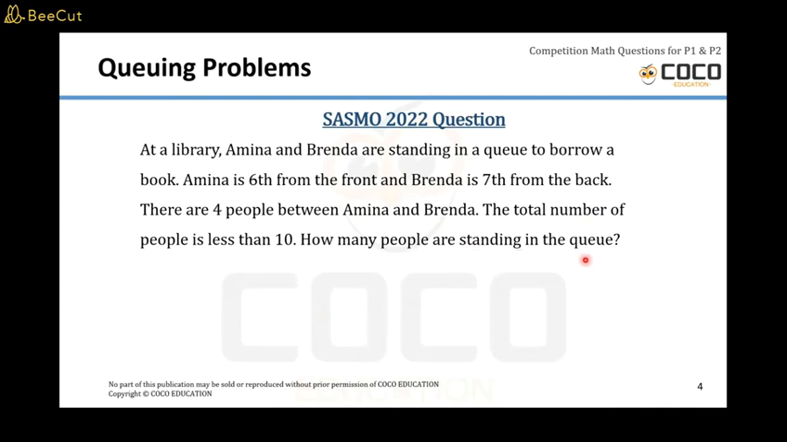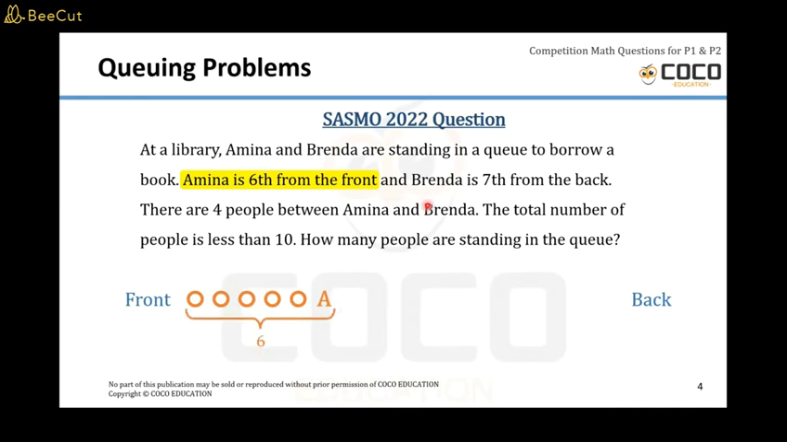All right, we got to find out how many people are in the queue. So again, this is the front of the queue and this is the back of the queue. Let's look at the clues here. Amina is 6 from the front, so we can draw 6 circles to represent them. First, second, third, fourth, fifth, then 6, which is Amina is here. So there are 6 persons over here.